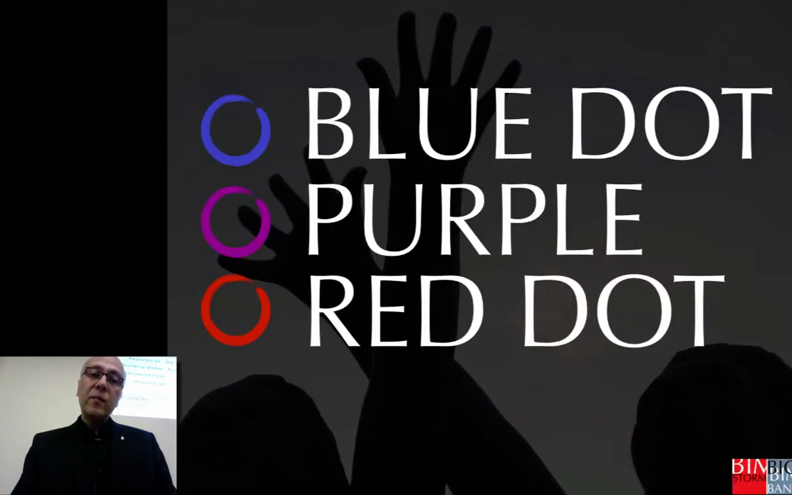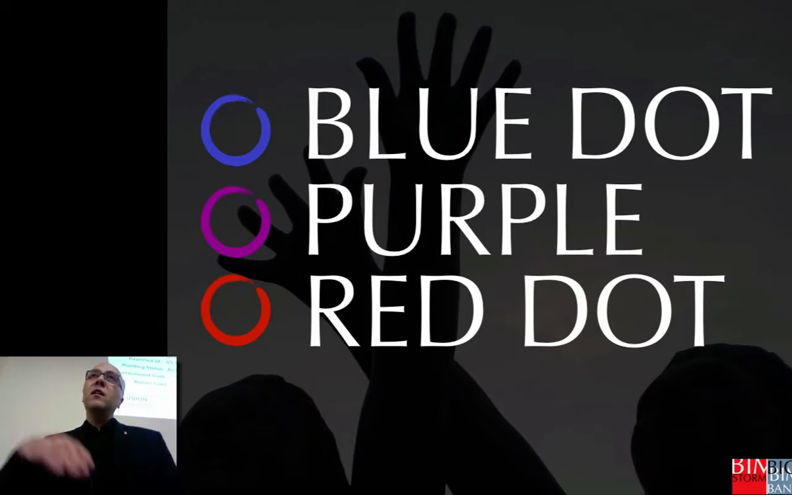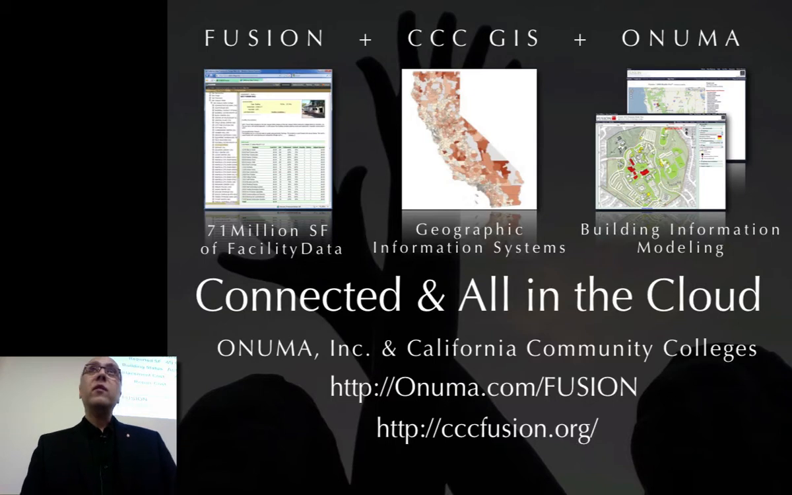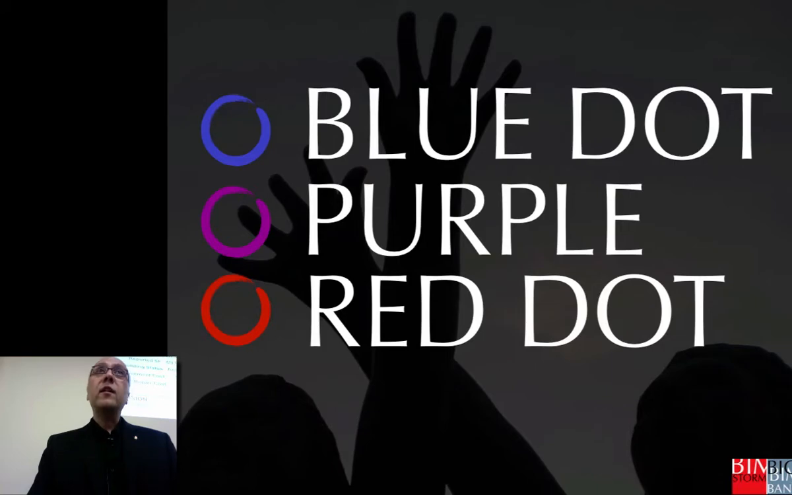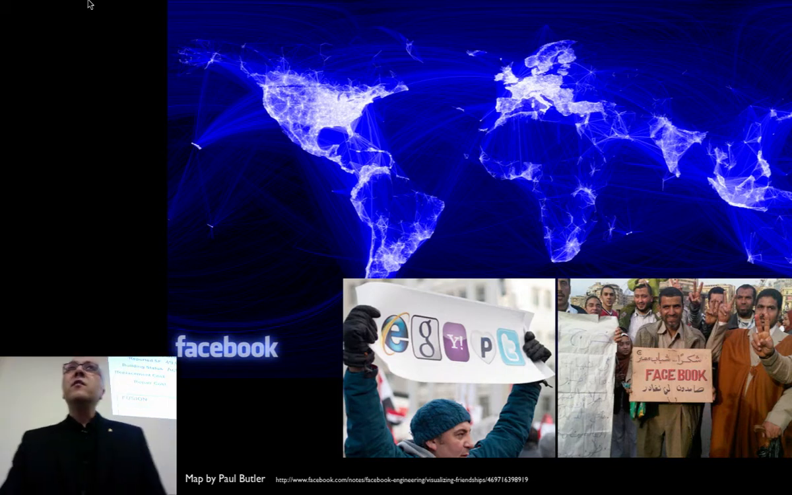And this is a little background of what this is all about. A lot of the discussions in the last few days and this morning about blue dot, purple, red dot are very relevant to what we're going to be showing you, because it's really about moving the data all the way from early planning into facility management. But not only that, more importantly, managing existing facilities, which the state has 71 million square feet, 5,000 buildings, a huge amount of data.